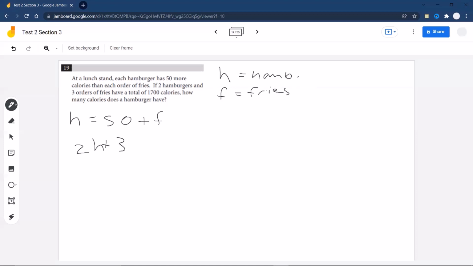2h plus 3f, and they have a total of 1,700 calories. Again, these are both the same units, so we can write two equations with them.